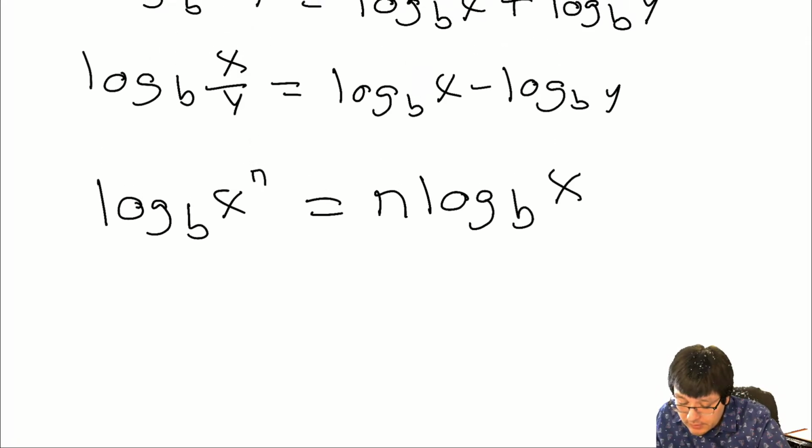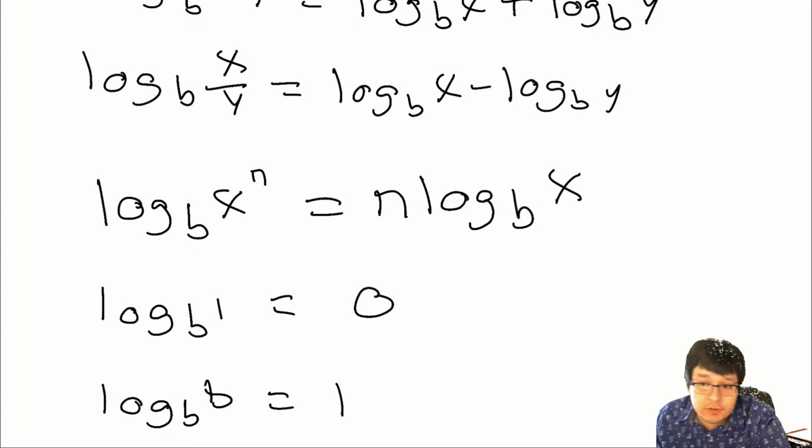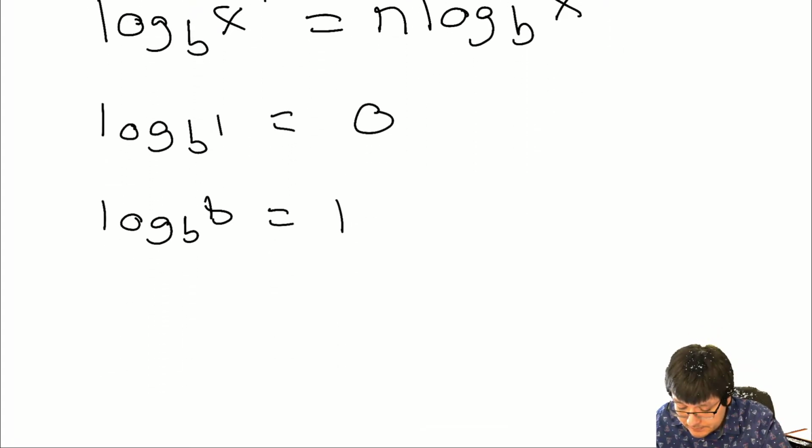Other ones, well, I guess some basic ones, which is kind of like the flip of the exponents. The log of 1 is always 0, and the log of itself is always 1, like log base 2 of 2 is 1.